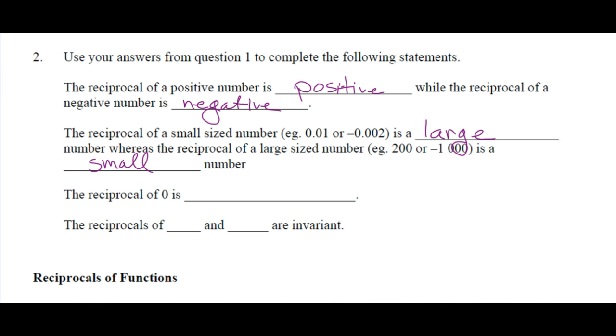The reciprocal of 0 is, and the reciprocals of blank and blank are invariant. Well, 1 and negative 1. Invariant means does not vary, does not change, right? Doesn't change. That's very important.